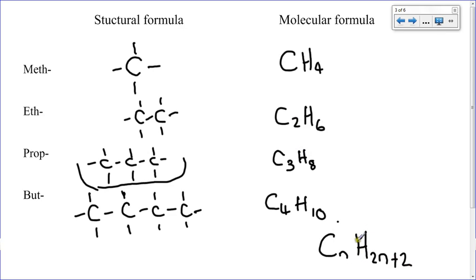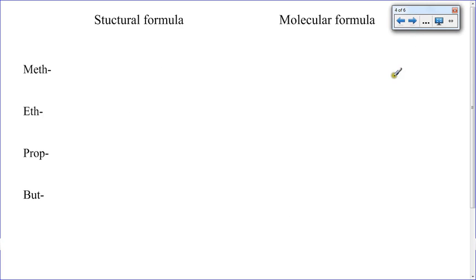Let's try out this formula with the next carbon atom, C2H6. If we work out the number of hydrogens, 2 times n is 2 times 2, which is 4, plus 2 is 6. Great. So that's alkanes.